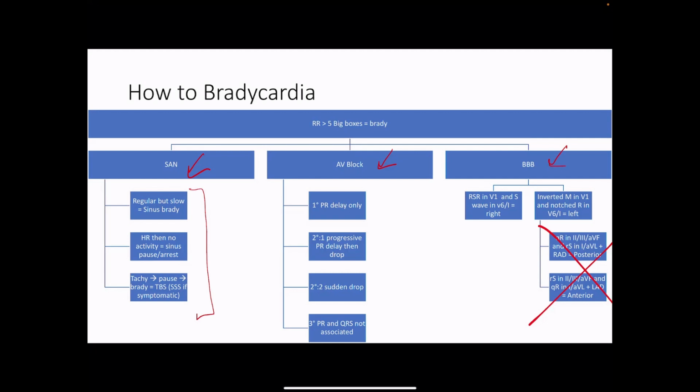It's either regular but slow. And remember, we said if it's regular and there's a P wave, but it's just too slow or too fast, it's immediately sinus bradycardia. Now, if there's no activity, zero activity, it's just a flat line, okay? It's like you have normal heart rate and then a flat line in the middle, then it continues. It's called sinus arrest, okay? This one we'll get to. So for AV block, these are really, really important.